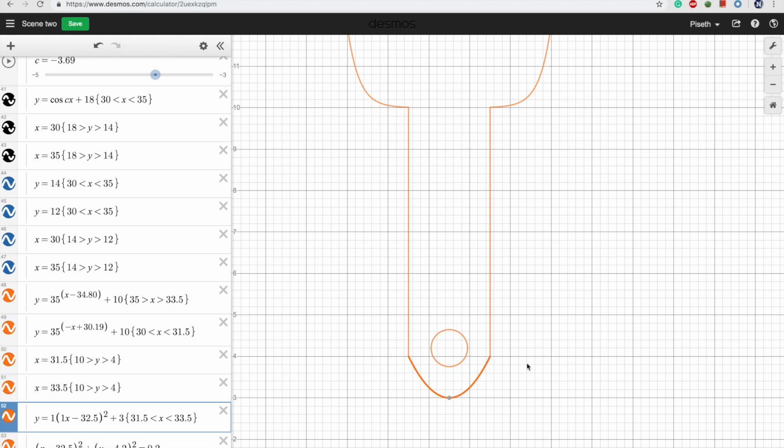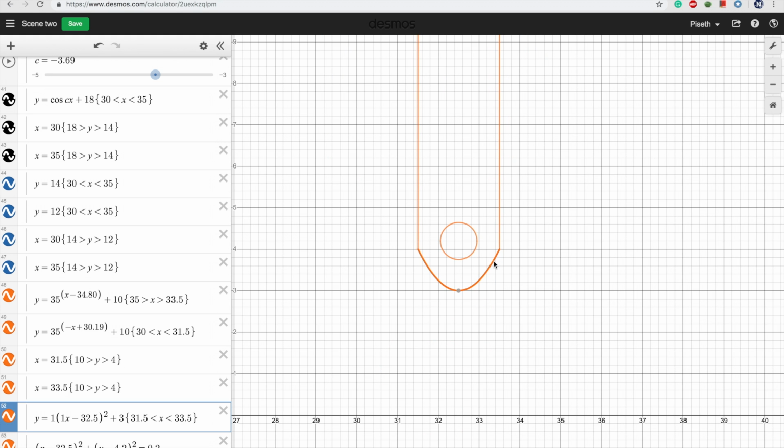So for the paintbrush part, for the handle, I use the quadratic equation in vertex form and set the domain for x, so the graph would stop here.